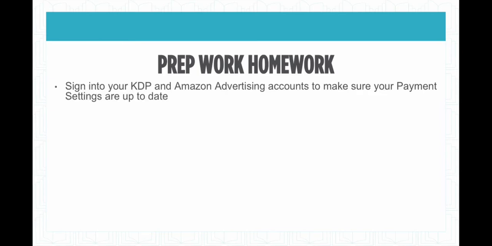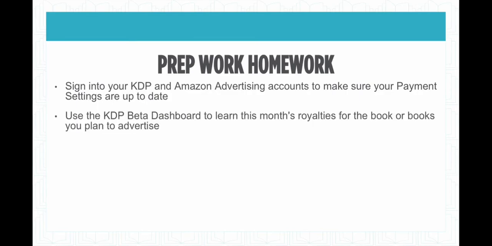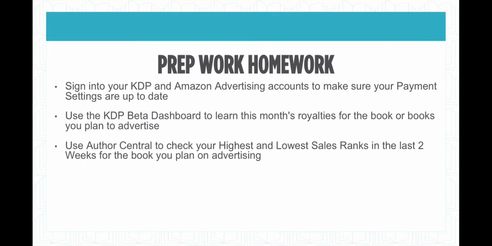Sign into KDP, sign into Amazon Advertising, and make sure your payment settings are updated. You're going to use the KDP beta dashboard to learn this month's royalties for the book or books you plan to advertise, so you want to separately look at how this book is doing. Then you're going to use Author Central to check your highest and lowest sales ranks for the book you're advertising in the last 2 weeks.